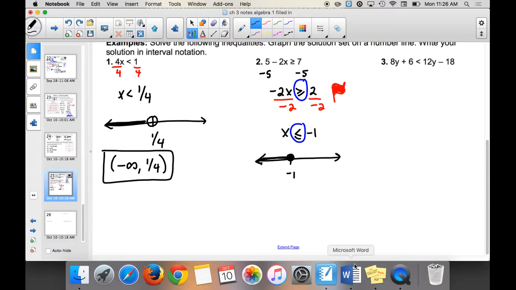Ryan, Will, you guys good? Got it? So our answer is going to be negative infinity to negative 1 bracket. Okay, that's our answer. Easy enough. Can you guys handle these?